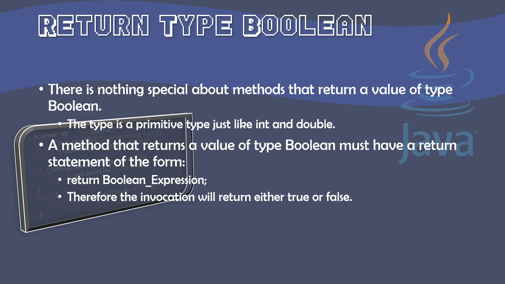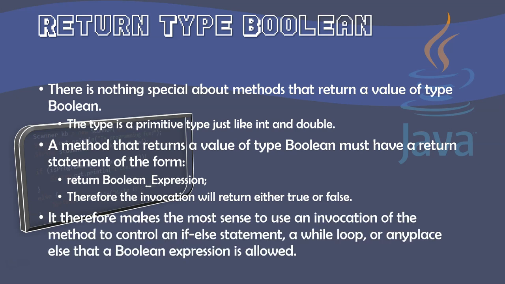The type is a primitive type, just like we would treat ints and doubles. A method that returns a value of type Boolean must have a return statement of the form return and then some Boolean expression. Therefore, the invocation of the method is going to return either a true value or a false value. It therefore makes the most sense to use the invocation of the method to control things like an if-else statement or a while loop, or any place that we would normally have a Boolean expression be allowed.